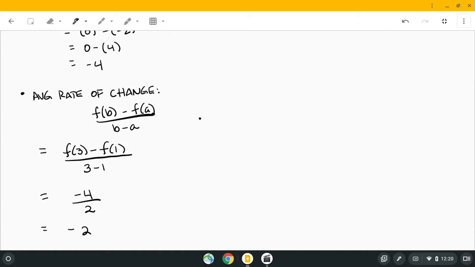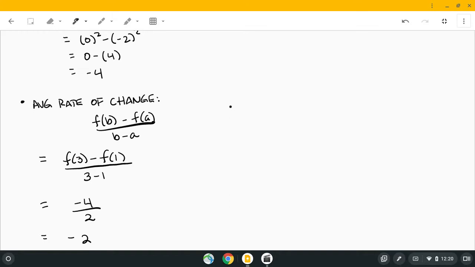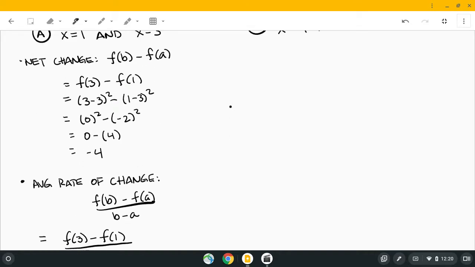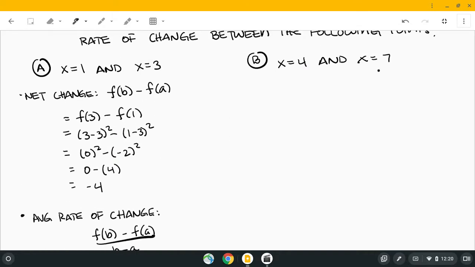Okay, so let's go ahead and have you guys try letter B. Okay, so go ahead and give this one a try. Find the net change and find the average rate of change and hit the pause button. Come back and see if you get the same answer.